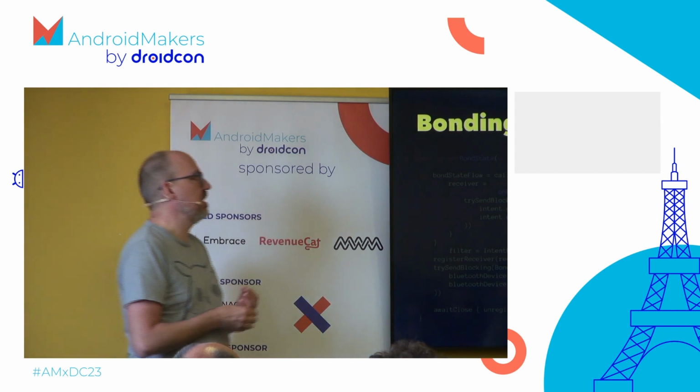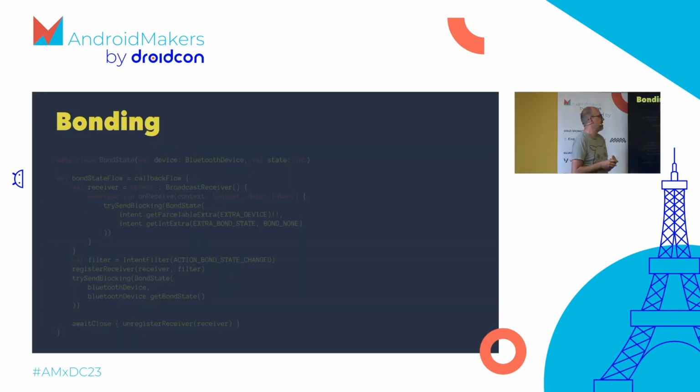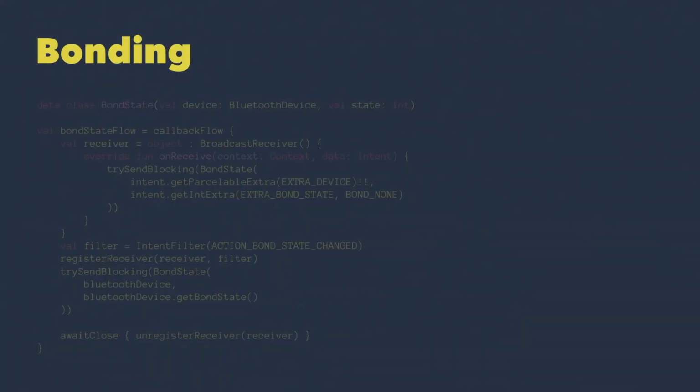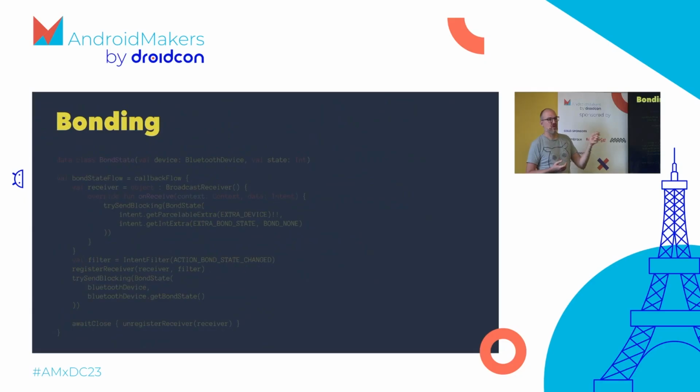So bonding is a thing that you have to do manually, except for the cases where you have an encrypted characteristic. Then it's done automatically once you read that one. But I recommend everyone to do this step either way. So if you have a Bluetooth device, you will most likely need to do Bluetooth bonding. You need to call create bond on that device.